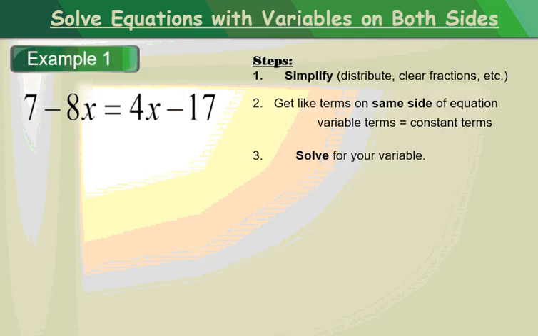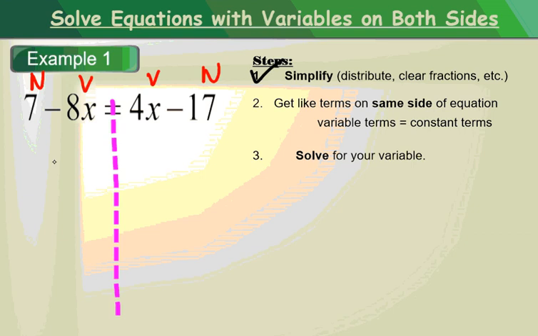So here we go. First example. First thing we're going to do is look to simplify. Is there any distribution? Are there any like terms on the same side? Well, I've got number, variable, variable, number. This is my line that I'm looking at, and there's no like terms on the same side. It's kind of a mismatch. So I don't have any distribution. I don't have any like terms on the same side. My simplify step is really done. Now I need to get my like terms on the same side.